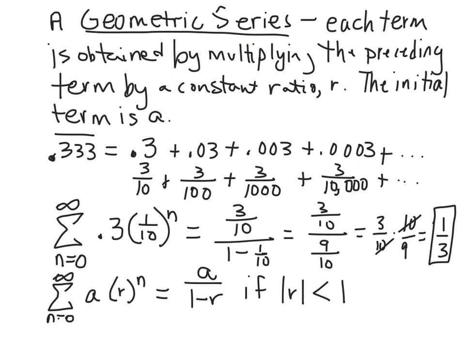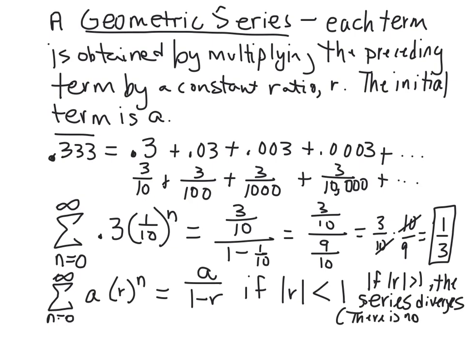Now, something else you should know about a geometric series is that if the absolute value of r is greater than 1, like say you're multiplying by 2 each time, the series diverges, which means there is no sum. It's just going to get to be a greater and greater quantity. It's not going to come out to a specific value if you were to total up all the terms of the series.